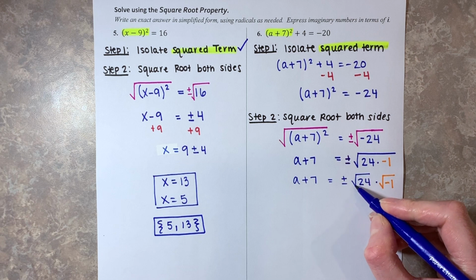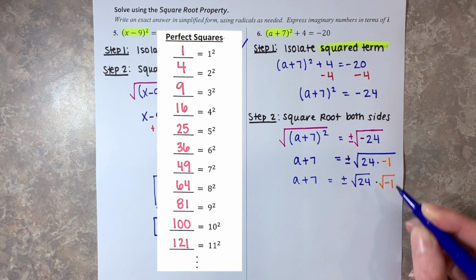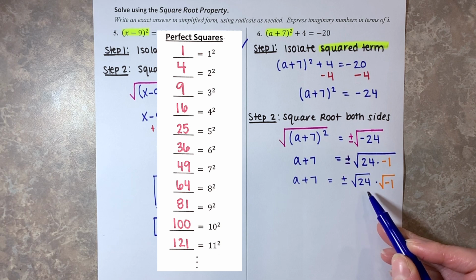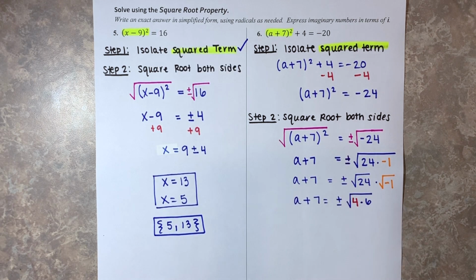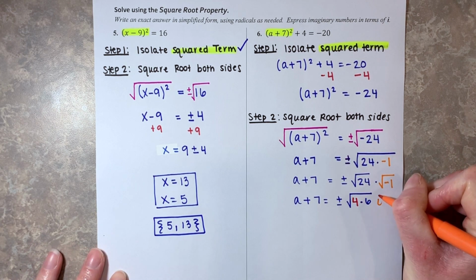Now, we want to simplify the square root of 24. We need to find the largest perfect square that multiplies into 24, and the largest perfect square that multiplies into 24 is 4. So let's rewrite 24 as 4 times 6. And the square root of negative 1 is equal to i. So anytime we see this square root of negative 1, we replace it with i.